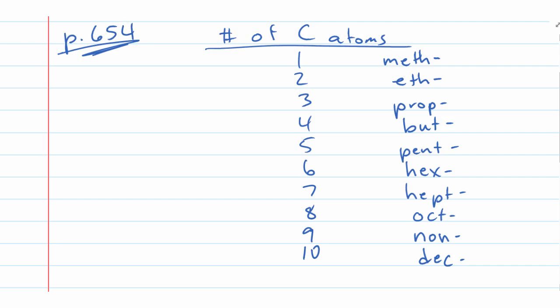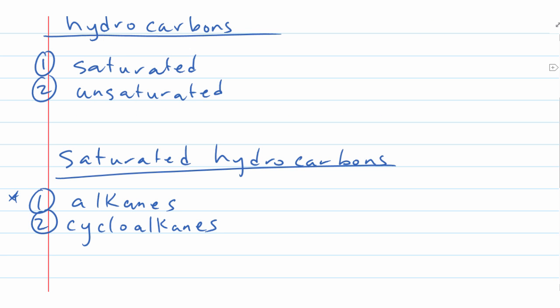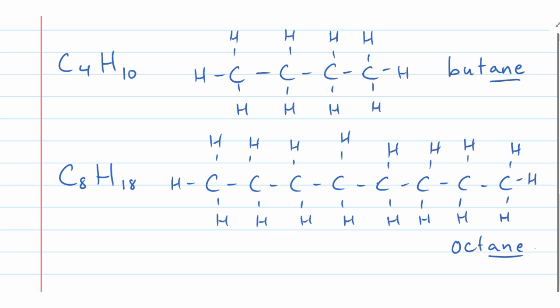Now to take some shortcuts here, we use something called a condensed structural formula. Because after all, who wants to write all of this stuff? In other words, we don't want to show all of these bonds because that takes a lot of time to write all those out. So to write condensed structural formulas, we have to be aware of a couple things.